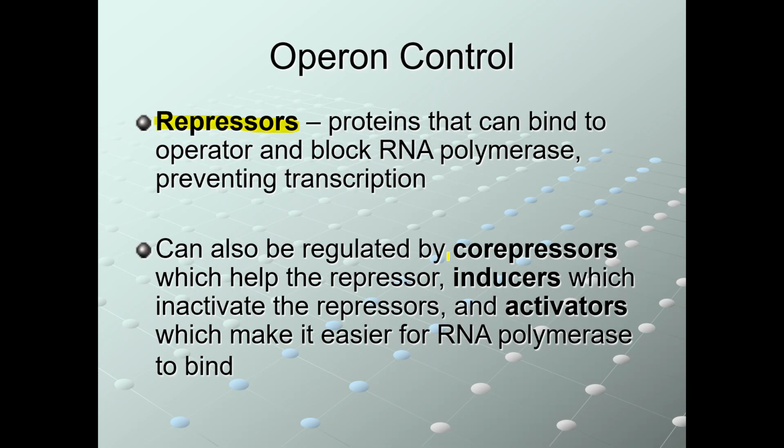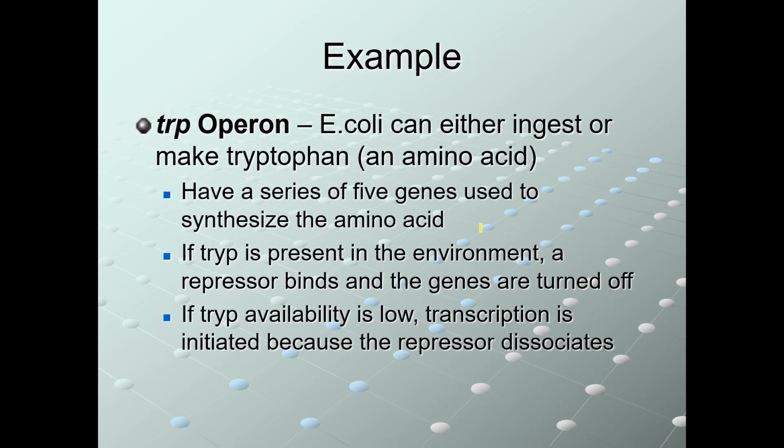Now there's some other regulators like co-repressors. They're going to help out the repressors, which means essentially the genes are going to be turned off. There's inducers, which inactivate the repressors, and then there's activators, which help RNA polymerase bind. So inducers and activators are going to help promote transcription, which means they're going to kind of help turn the genes on. Repressors and co-repressors are going to stop transcription, so they're going to kind of turn the genes off.